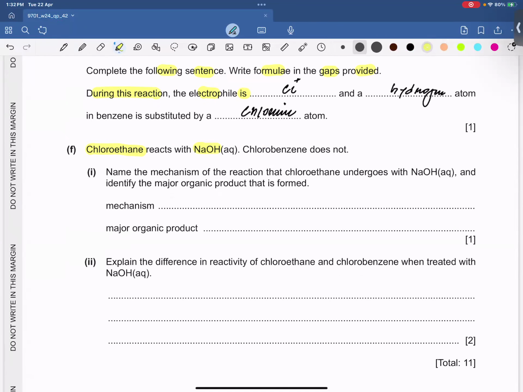Chloroethane reacts with NaOH. Chlorobenzene does not. Name the mechanism of the reaction that chloroethane undergoes with NaOH and identify the major organic product that is formed. The mechanism is a nucleophilic substitution reaction. Chloroethane, when treated with NaOH, the major organic product would be ethanol. That's easy. That's what we have done in AS.